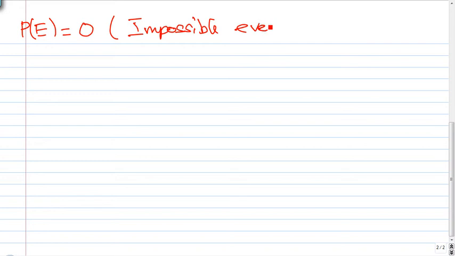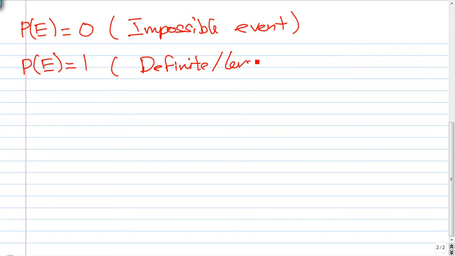Now, certain properties of probabilities. If you say that P(E), the probability of event E, is equal to 0, it means that this is an impossible event. Next, if you say that the probability of event E occurring is equal to 1, you say it is a definite or certain event. It's bound to happen for sure.